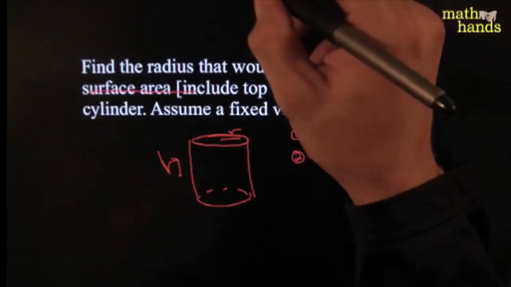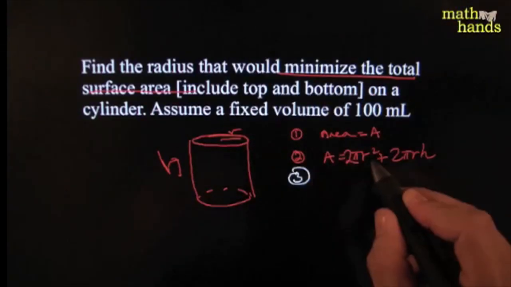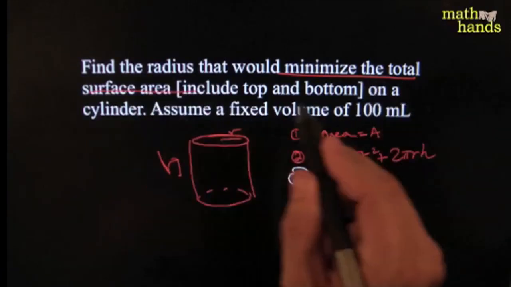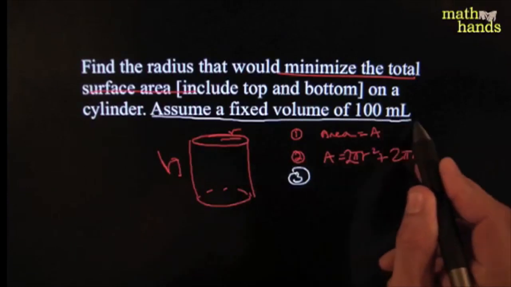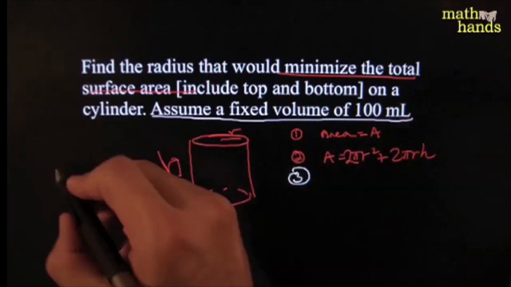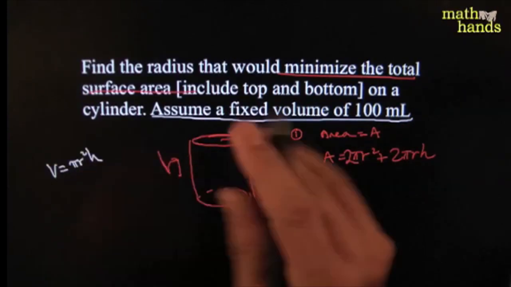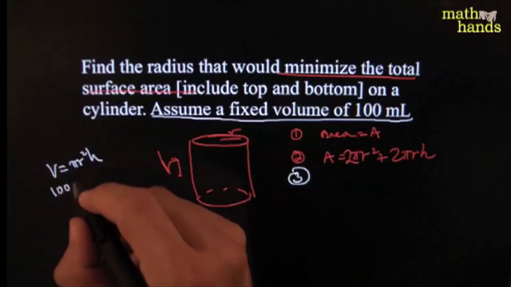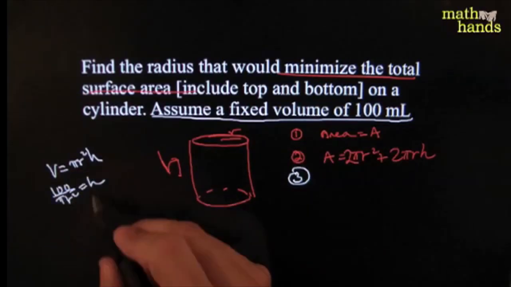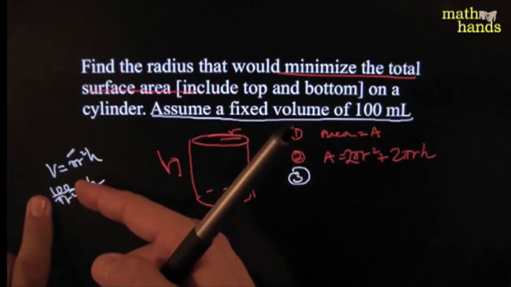That would be the third step, right? Third step, eliminate all but one variable. So we had this idea that the key here is you've got to read the problem. There's hints in there about it. Fixed volume is 100 milliliters. That right there is the hint to tell you how you can eliminate one of them, because volume is equal to pi r squared h on a cylinder, and we said it's 100. So 100 divided by pi r squared is equal to h. So this gives me an exchange rate. Every single time I see an h, I can exchange it for 100 over pi r squared.